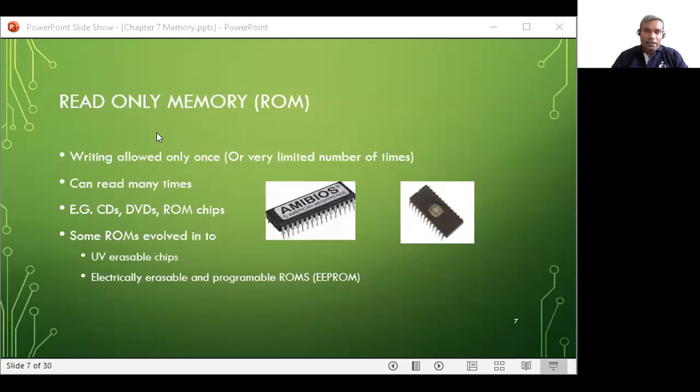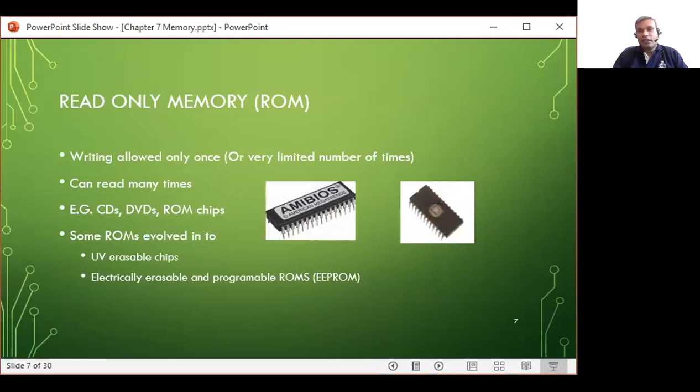However, things had changed since then. After a little bit of time, you got UV erasable chips. Now in the second image, you can see a UV erasable chip. You can see the place where you have the chip, you actually have a glass window. Using UV light, you are able to reset the bits in this particular memory.